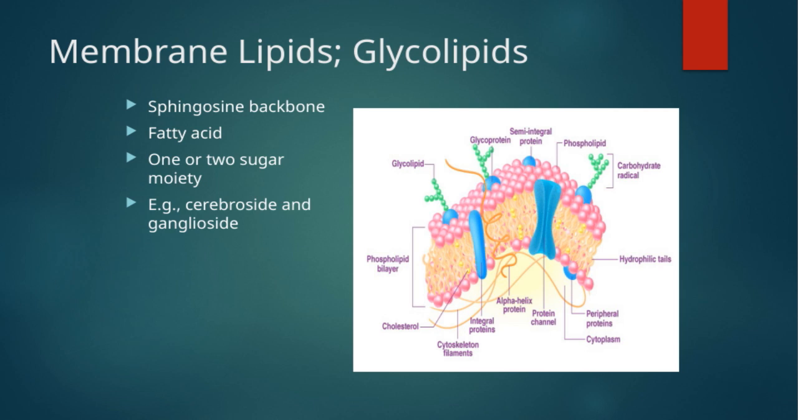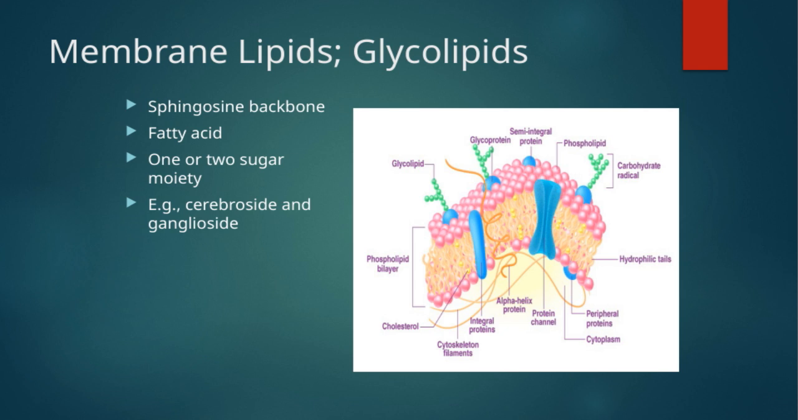The core structure here is the sphingosine backbone, which provides the foundational framework. Attached to this backbone, you'll find a fatty acid chain, adding to the lipid's hydrophobic character. On top of that, there's usually one or two sugar moieties attached, which are crucial because they determine the specific type of glycolipid. For example, cerebrosides and gangliosides are common types that differ mainly in their sugar content and complexity.